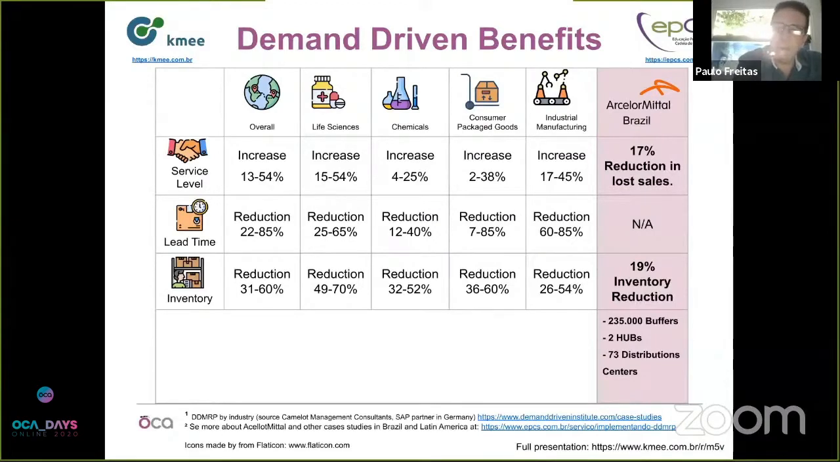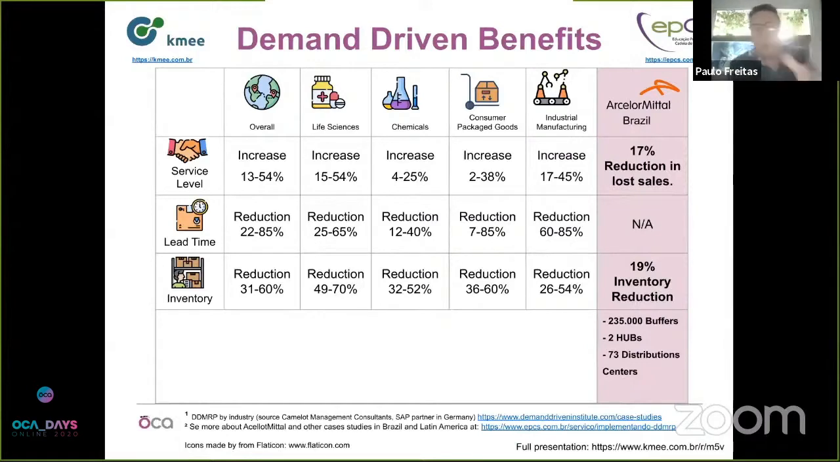If you look up the site of the Demand Driven Institute, there are a lot of case studies open to the public, and you're going to see that the implementations that have been done all achieve simultaneous results of increasing service level, reducing lead time, and reducing inventory. You can see the overall results are quite good: service level increases from 13 to 54%, reductions in lead time from 22 to 85%, and reductions in inventory from 31 to 60%, all obtained simultaneously.